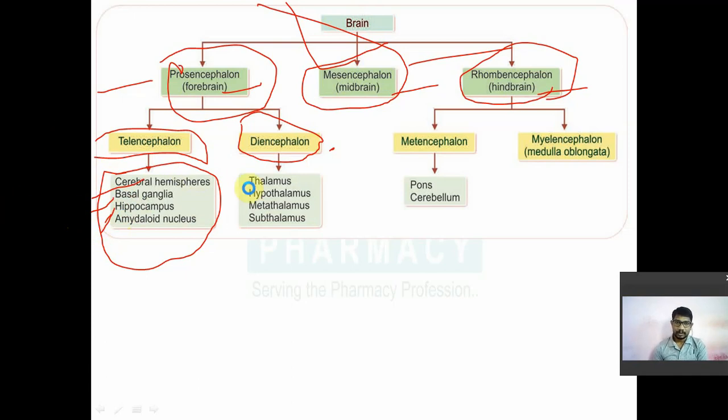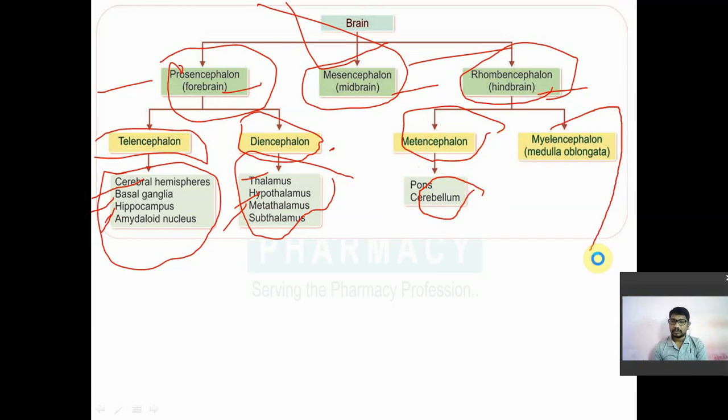Now the diencephalon consists of the thalamus, hypothalamus, metathalamus, and subthalamus. These are the parts of the diencephalon. Then in the case of your rhombencephalon, it is further divided into two. The first one is the metencephalon, which includes pons varolii and cerebellum. Then the myelencephalon, which includes the medulla oblongata. So these are the parts of the brain.